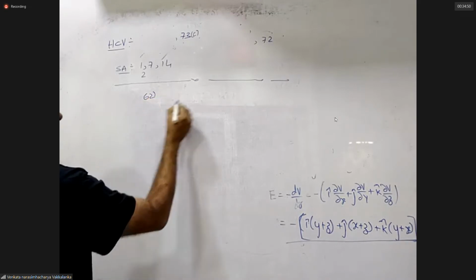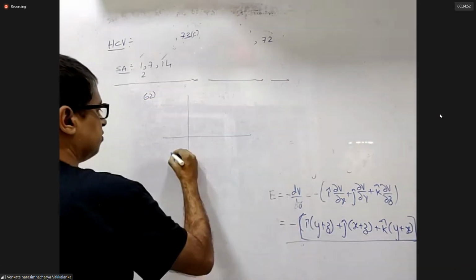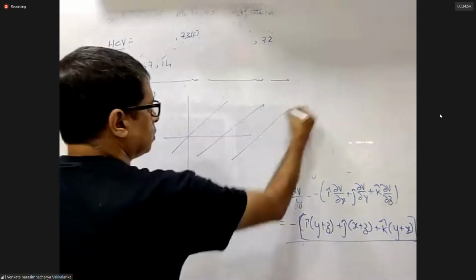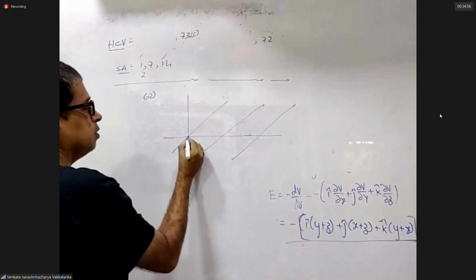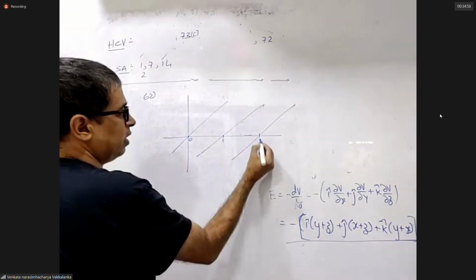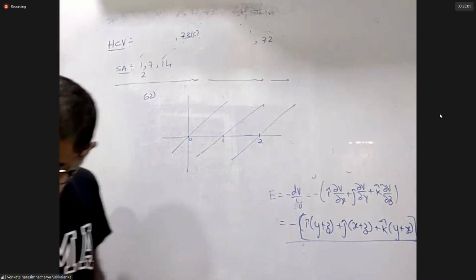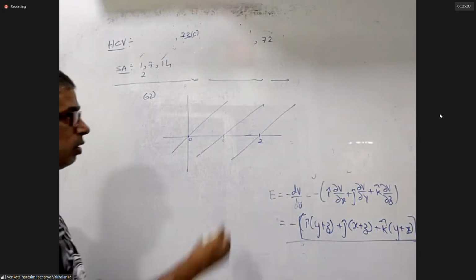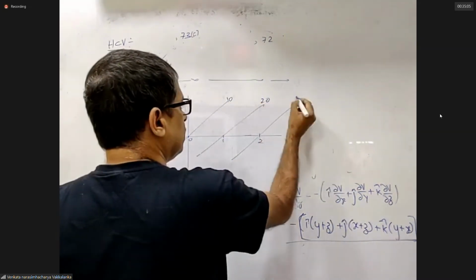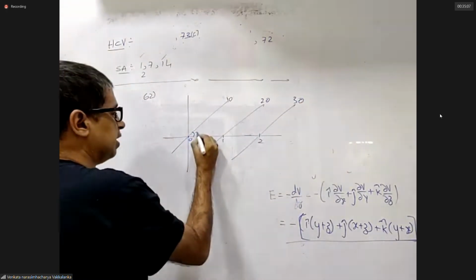I don't miss that. In equipotential surfaces, this is 0, this is 1 centimeter, 2 centimeters. 10, 20, 30, 10, 20, 30, 40 volts. This angle is 30 degrees.